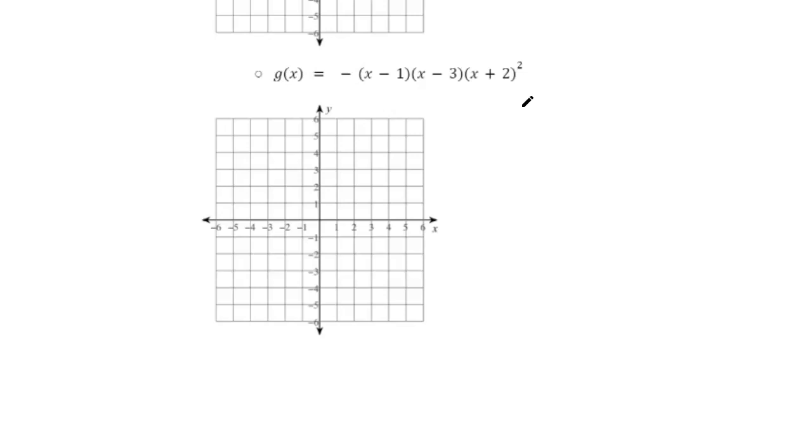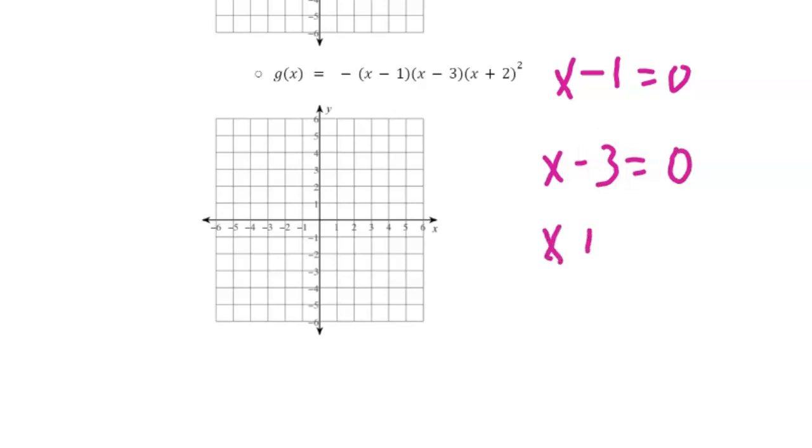If we set all 3 of those to 0, so x minus 1 equals 0, x minus 3 equals 0, and x plus 2 equals 0, we have roots. This one would be plus 1, this one would be plus 3, and this would be minus 2, because you subtract 2 from each side. You're just solving for what makes those true. And then the last thing is multiplicities. The multiplicity here is 1. The multiplicity for the 3 is 1. The multiplicity for the negative 2 is 2.